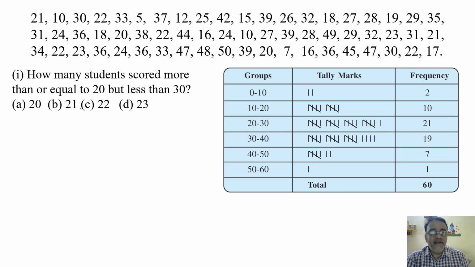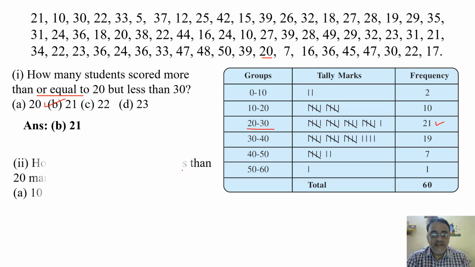Now, how many students scored more than 20 but less than 30? So we have to take 20 to 30. So that is 21 and the correct option is option B, right? Last time when we did this question, this part was not there and there was no equal to, so there was some confusion about not taking 20.